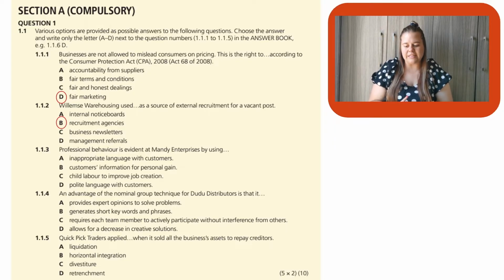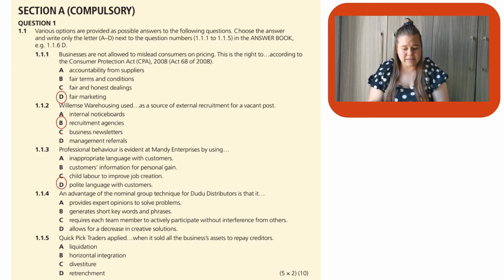Then professional behavior is evident at Mandy Enterprises by using, again, be careful, professional behavior and ethical behavior are two different things, and they like to use them side by side because they know it confuses students. The correct answer there is polite language with customers.